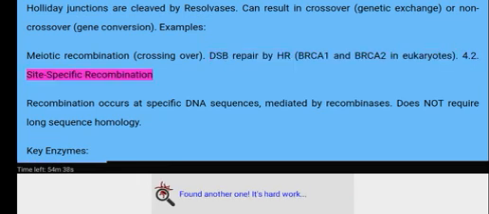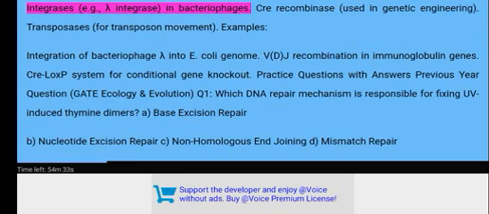4.2. Site-specific recombination. Recombination occurs at specific DNA sequences, mediated by recombinases. Does not require long sequence homology. Key enzymes. Integrases, e.g., lambda integrase in bacteriophages. Cre-recombinase used in genetic engineering. Transposases for transposon movement. Examples. Integration of bacteriophage lambda into the E. coli genome. VDJ recombination in immunoglobulin genes. Cre-LoxP system for conditional gene knockout.